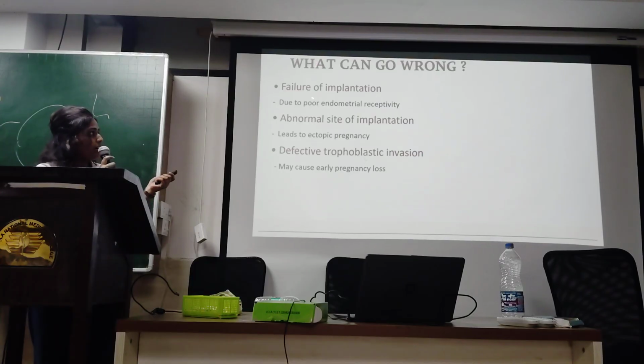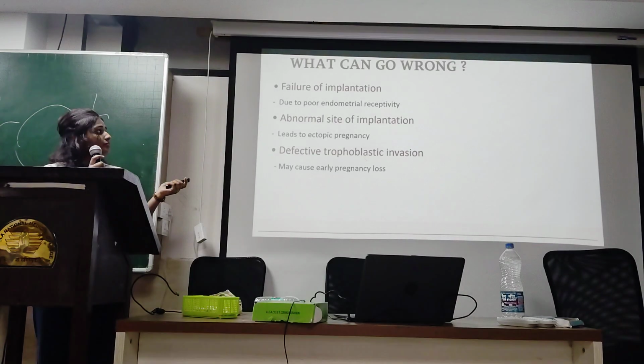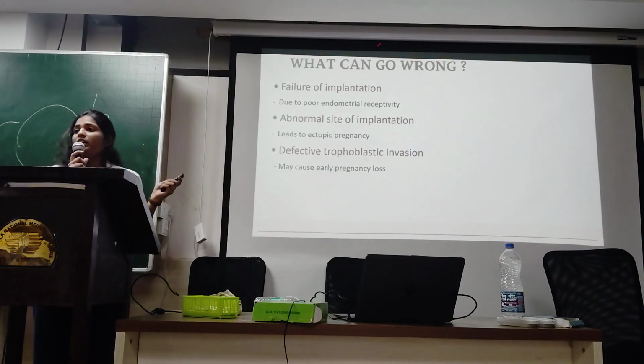First is failure of implantation. One of the reasons for failure of implantation is poor endometrial receptivity. Now what is endometrial receptivity? It is when the endometrium is ready for the implantation. Poor endometrial receptivity is due to reasons such as improper hormonal priming, especially progesterone. Then it can be due to defective decidualization and a thin abnormal endometrium.